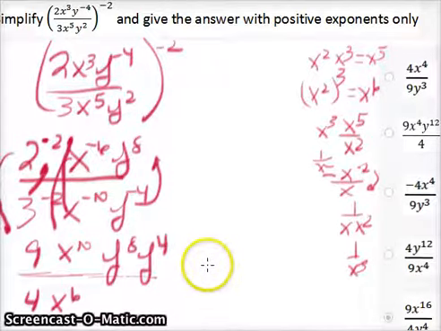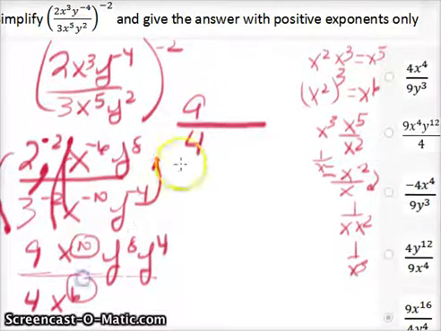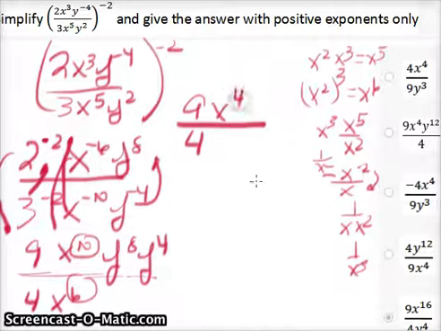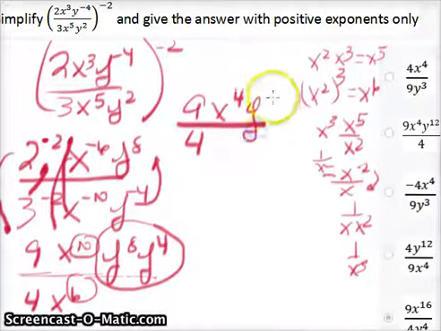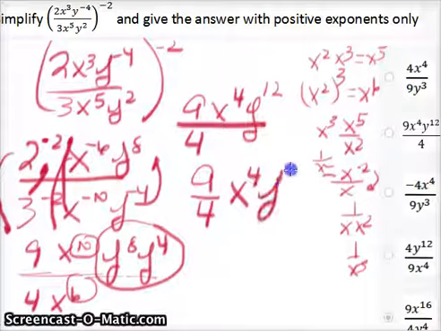Now we can work our magic. I have 9, and I got a 4. Now the x's, I got more at the top than the bottom, so that's x to the 4th up here. And the y's are at the top together, so just add those. That's y to the 12th. I would probably rewrite it as 9/4 x to the 4th, y to the 12th. And that is this answer right here. So that's how you work that problem. I hope that helps you out.